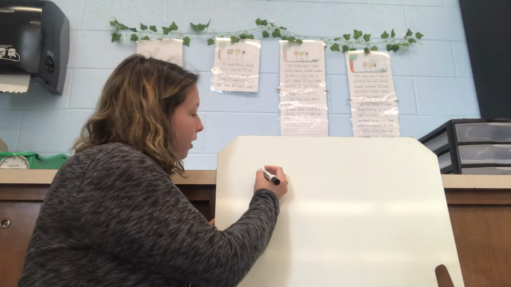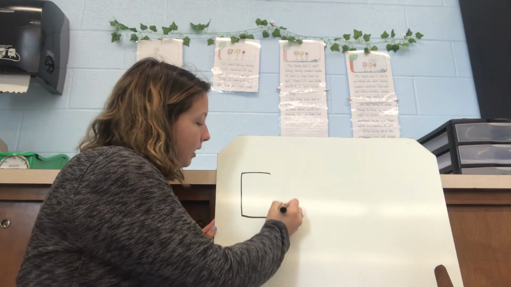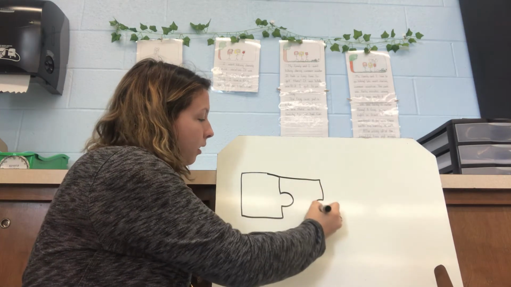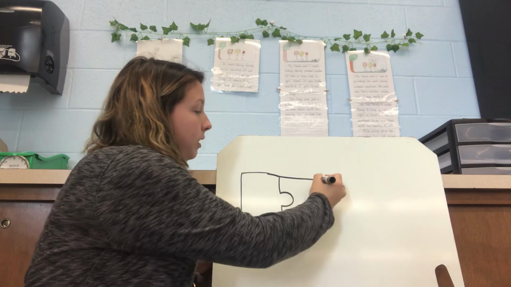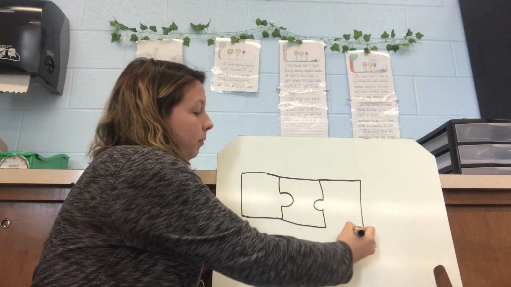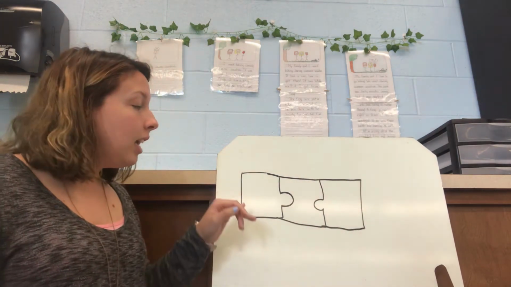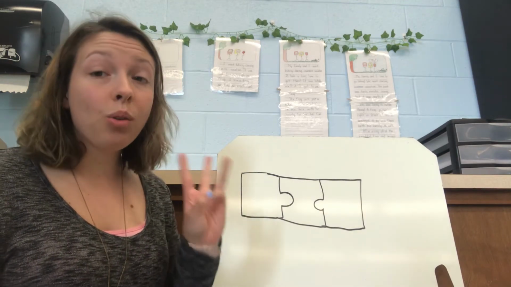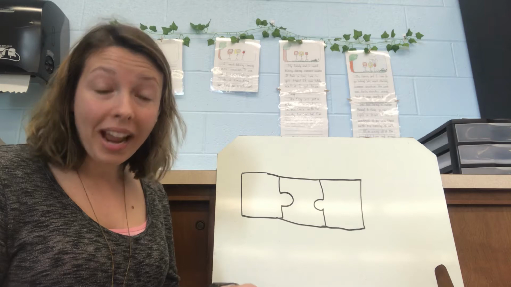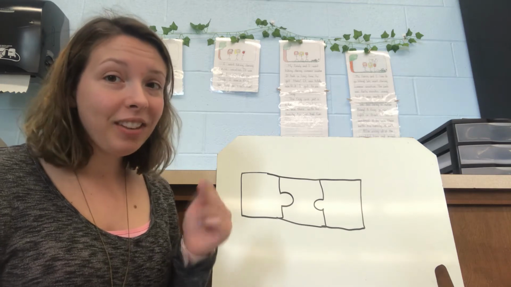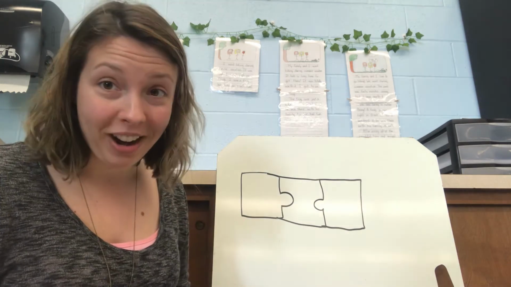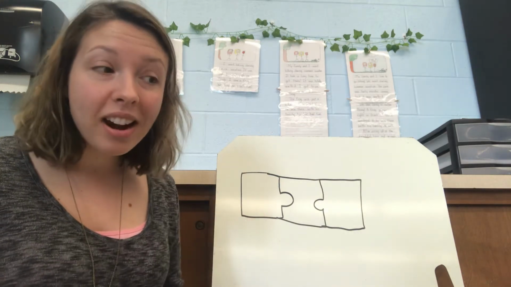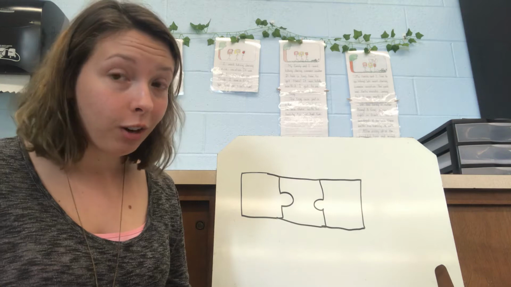So if we take a look, let's say that this is puzzle piece number 1, and then there's a puzzle piece in the middle, and then a puzzle piece on the end. Not all words have prefixes, suffixes, or roots. Some words don't have those, but prefixes, suffixes, and roots are super important because they help us understand what the meaning of the word is, or they help us make a definition for a word.